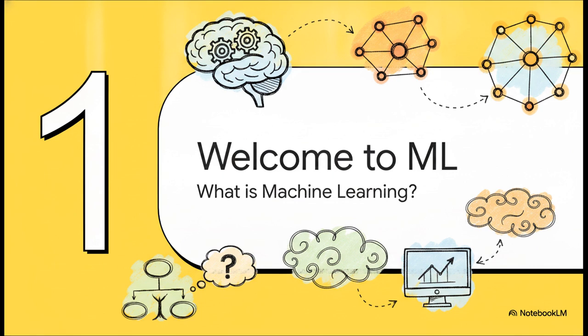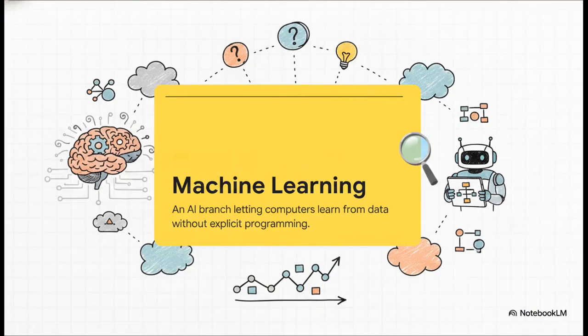Let's set the stage and figure out what this field is actually all about before we get into any of the heavy mathematical weeds. You know, machine learning really isn't magic. It's just a specific branch of artificial intelligence. Think about traditional programming. We have to give a computer explicit step-by-step instructions for every little scenario. But ML? It totally flips the script. It develops algorithms that let computers learn from data on their own, no explicit rules required.